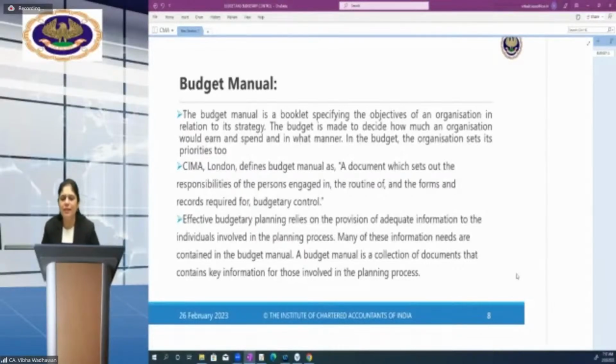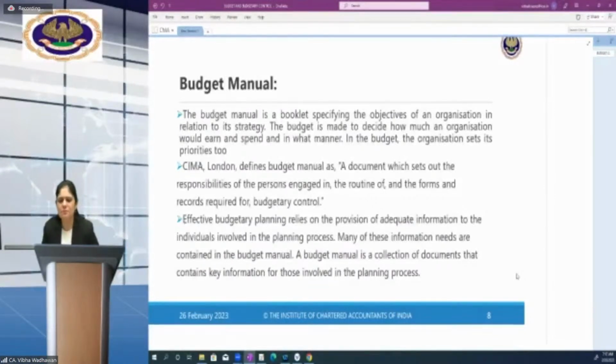Budget manual is a booklet specifying the objectives of an organization. So budget manual starts with what all the objectives of the organization are. Based on that only budgets are made. What is the demand of the organization? What are the policies, the vision of the organization? What the organization is all about in the long term. So based on that only budget is made. So that is again the first part of the budget. The objectives of the organization should be charted out first, and then its strategy.